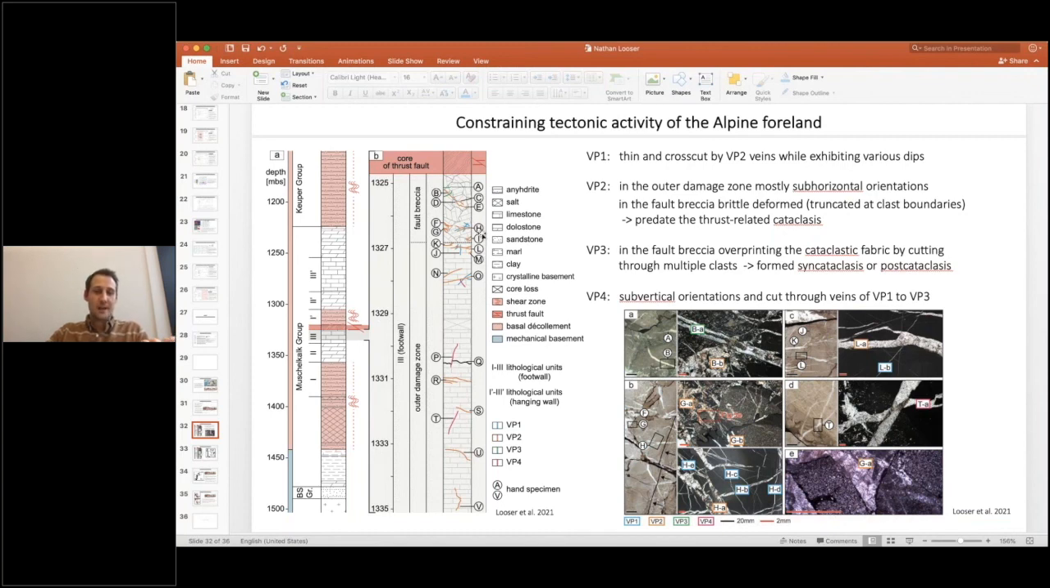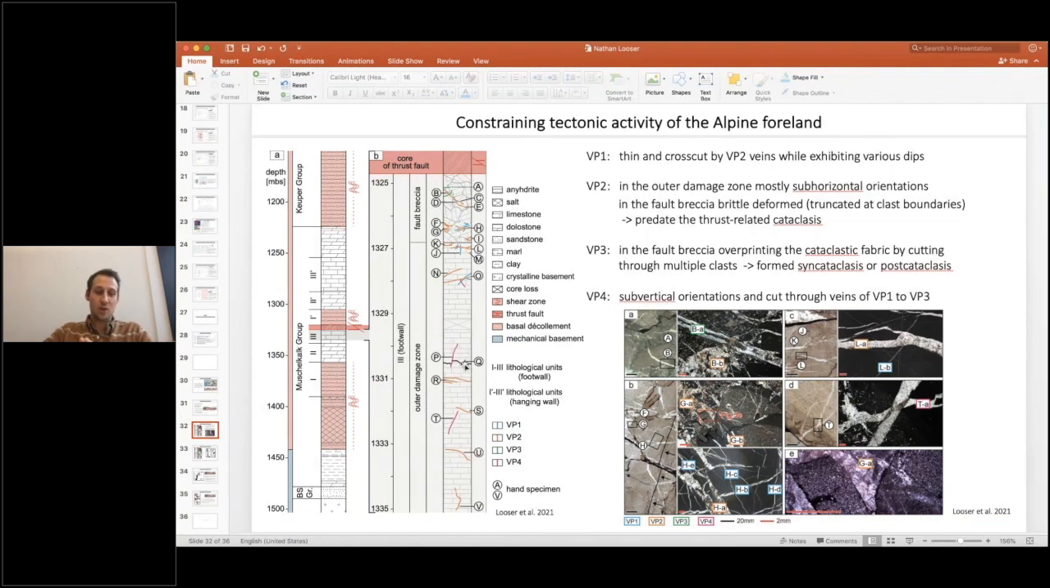Okay. And then we have vein population 3, and those veins here, they cut through different clasts. So we know VP2, they are truncated at clast boundaries, so they predate thrust-related cataclases. And VP3, they cut through clasts, so we know that they form syn cataclases or post cataclases. And then vein population 4, it's subvertical orientations, and they cut through all other vein populations 1, 2, and 3.